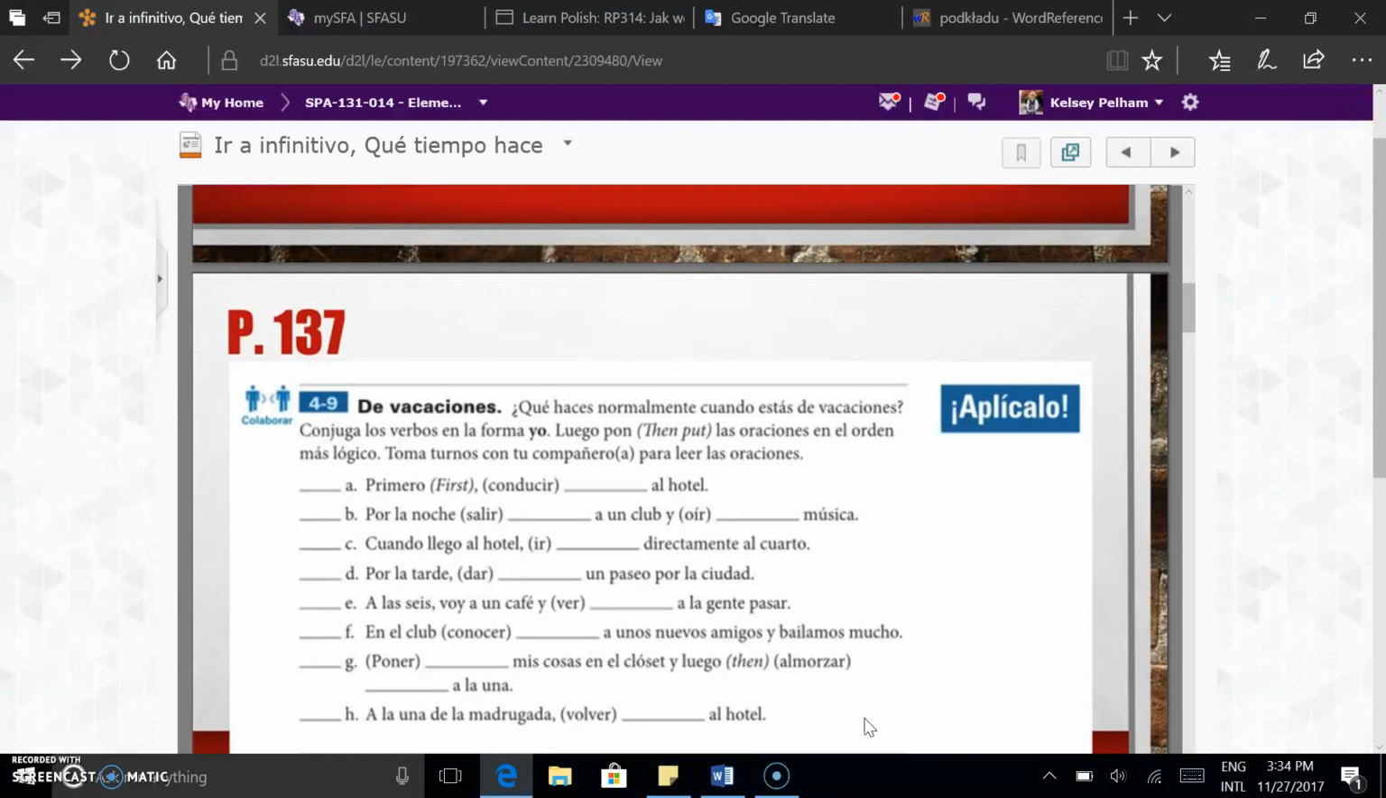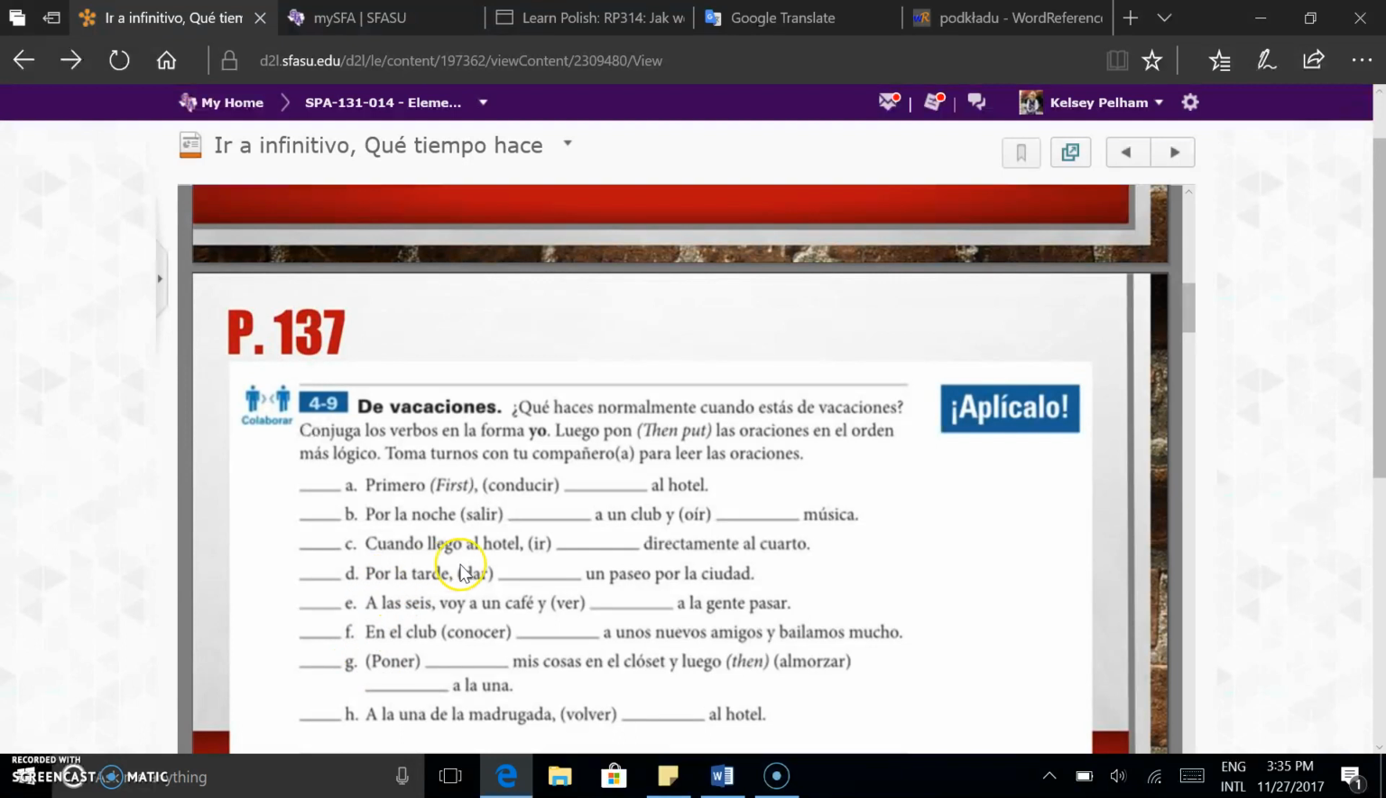Looks like primero would be, that would be uno, right? A would be uno. Primero conduzco al hotel. Cuando llego al hotel, when I arrive at the hotel, voy directamente al cuarto, es número 2. ¿Qué más? Probably, and then we have 3G. Pongo mis cosas en el closet y luego almuerzo a la 1.